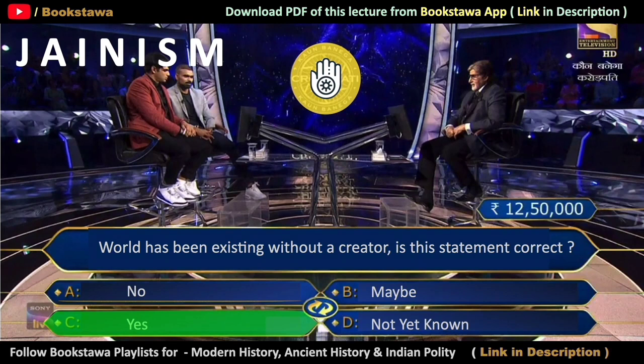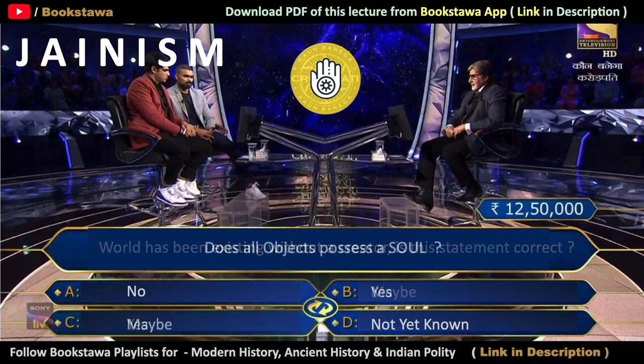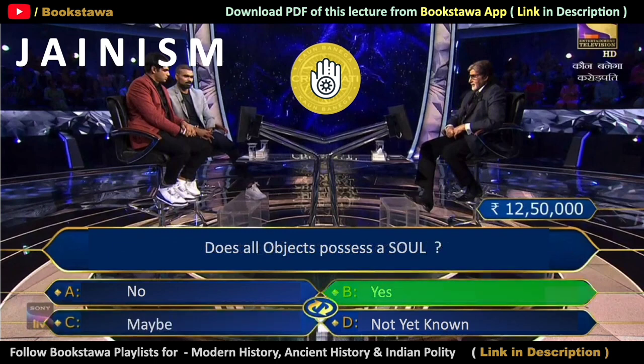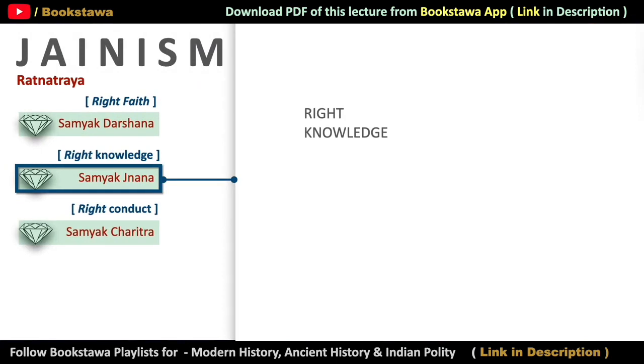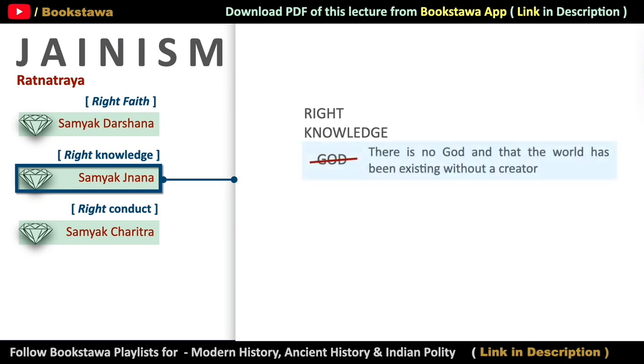The third and last question is whether there is a soul inside every object. If your answer is yes, then according to Jainism, your answer will be considered correct. And if you have answered all your three questions correctly, then it is called right knowledge in Jainism. That is Samyak Gyan. It means that it has been said that there is no concept of God in Jainism and no one has created this world.